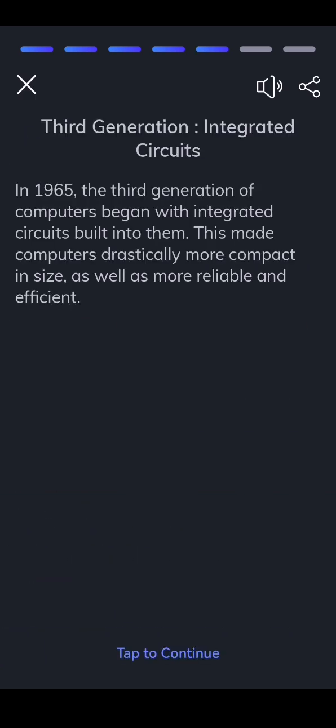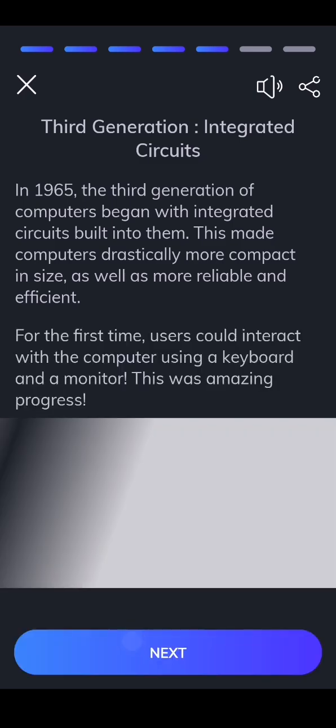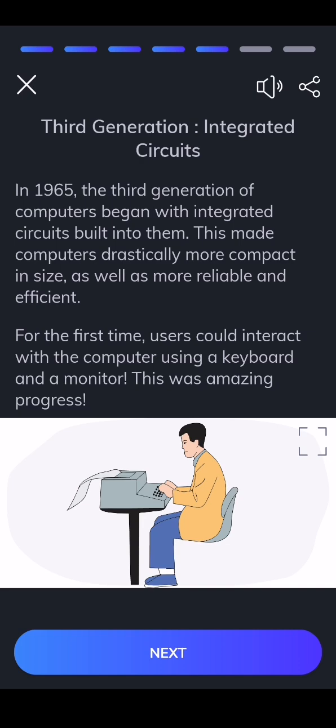In 1965, the third generation of computers began with integrated circuits built into them. This made computers drastically more compact in size, as well as more reliable and efficient. For the first time, users could interact with the computer using a keyboard and a monitor. This was amazing progress.